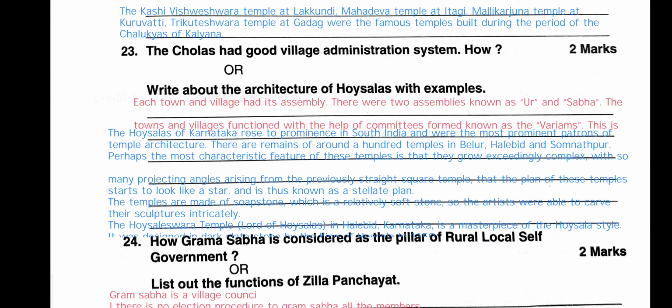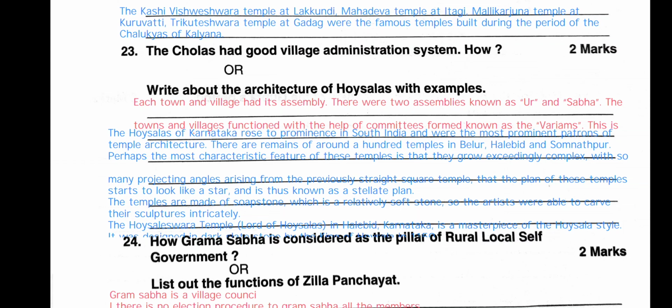There are remains of around 100 temples in Belur, Halebeedu and Somnathpur. Perhaps the most characteristic feature of these temples is that they grew exceedingly complex, with so many projecting angles arising from the previously straight square temple, that the plan of these temples starts to look like a star and is thus known as stellate plan.